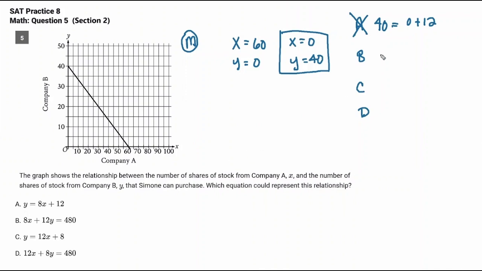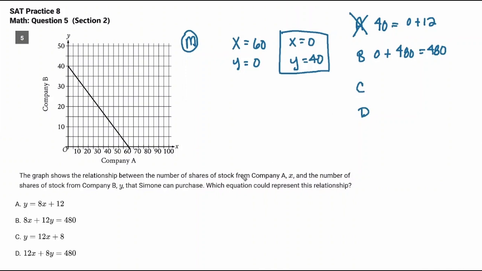B says 8X, so 0, plus 12 times Y, 12 times 40, that's 480, equals 480. Hey man, that's true. Got yourself a bingo. So that's probably the right answer.